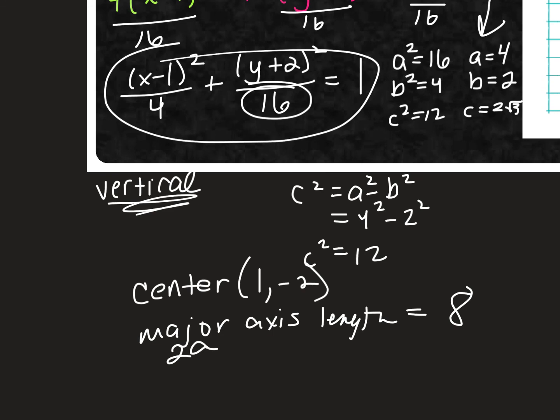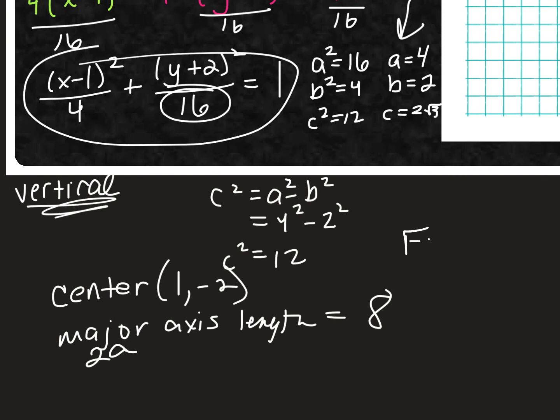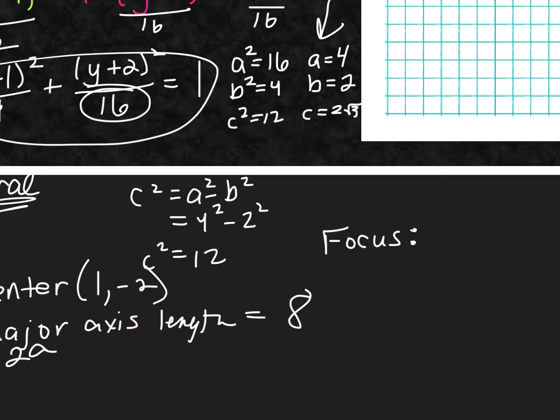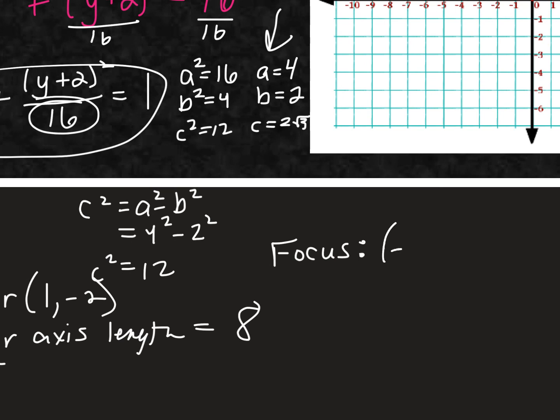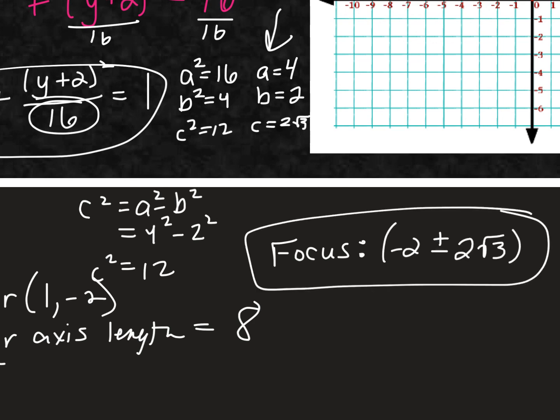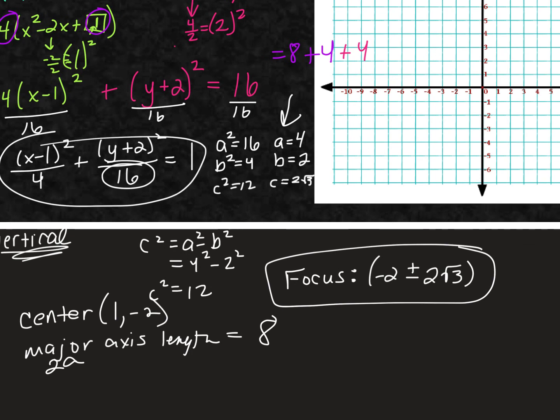Okay, I got a tough one for you. It's not really that tough. You guys can do it. Where are the foci? What kind of ellipse did you say this was? Vertical. So what axis is vertical? The y, right? -2. So your focus would be at -2 plus and minus your c value, which is? What's the c value? 2 square root 3. Perfect. So this question will have a bunch of lines. That's the way you're going to answer it.